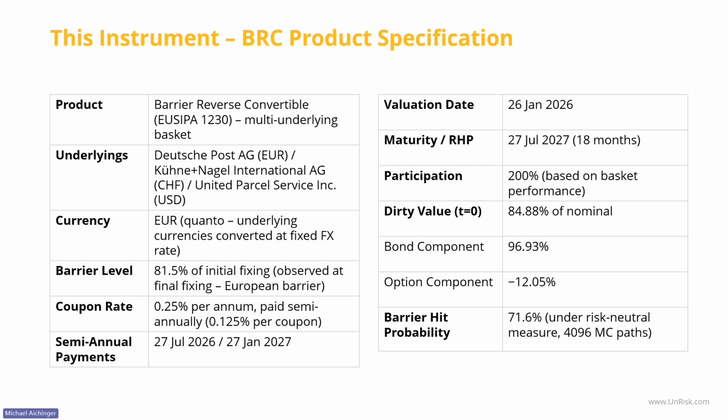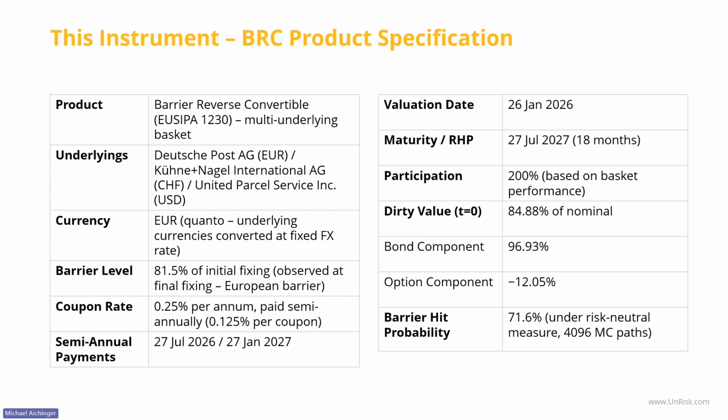The coupon rate is 0.25% per annum, paid semi-annually, meaning we have 12.5% per coupon. We have a maturity date, which is also the recommended holding period, in 18 months. This means we have to calculate one scenario at an intermediate holding period, so that one new scenario is necessary due to the PRIIPs regulation. The participation, as I explained, is based on the basket performance and it's 200%.